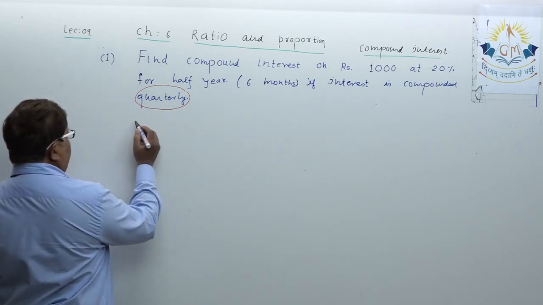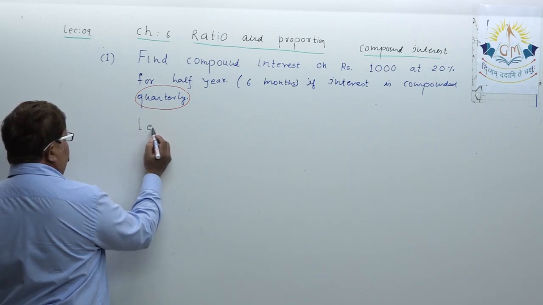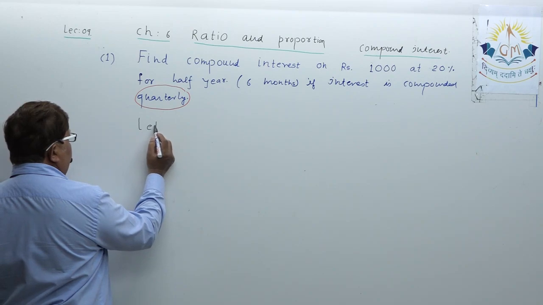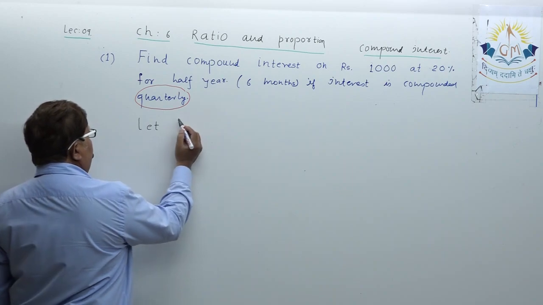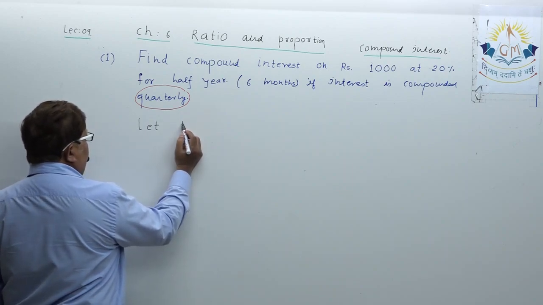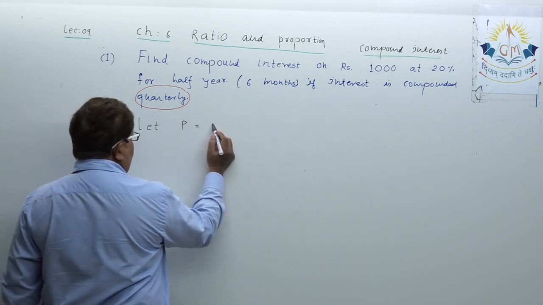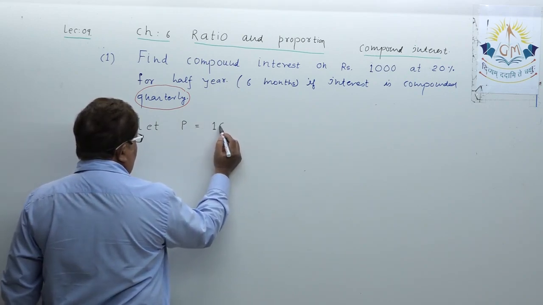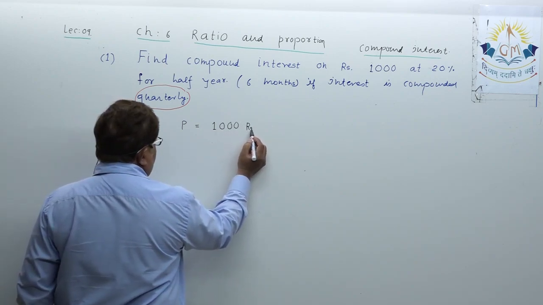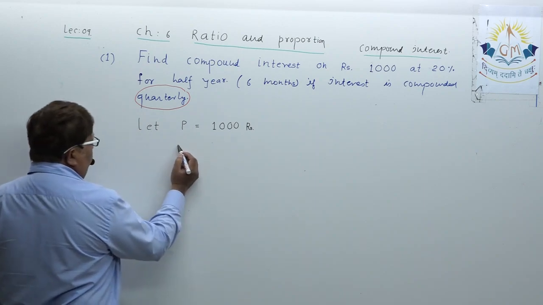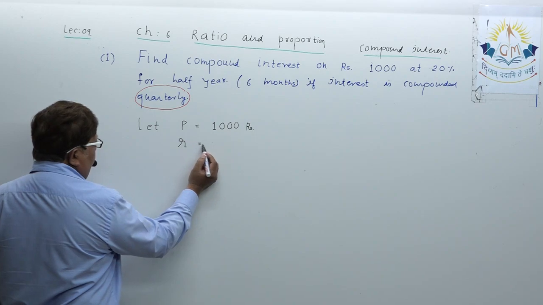Let us start. As you know, dear student, whether interest is annual, half yearly or quarterly, the principal never changes. So let us write the principal amount. It is 1000 rupees. Now dear student, please concentrate here.